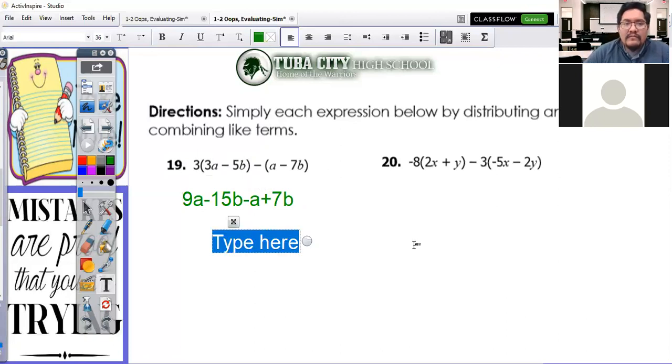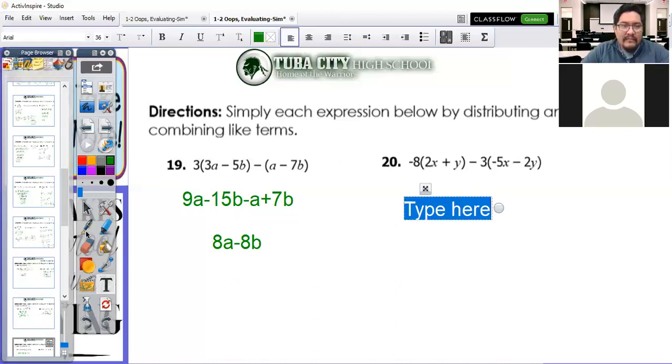And again, A goes before B. So let's go ahead and combine this. So this is 8a because 9a minus 1a is 8a. And here I have -15 and +7, so that would be, oops, B. So 7 minus 15 would be -8, so we get -8B. Whew. Tongue twisting. Okay, and that's it for that one.